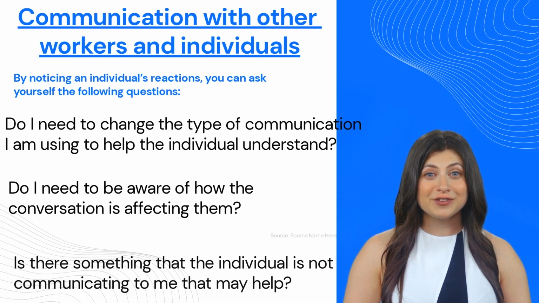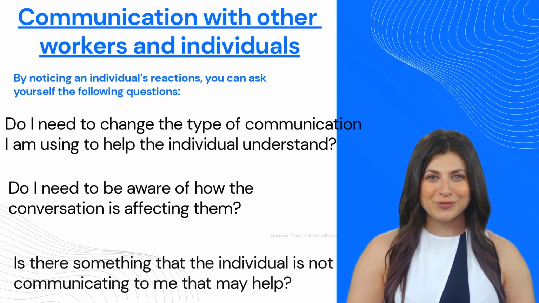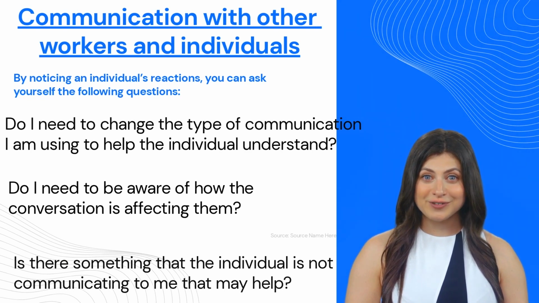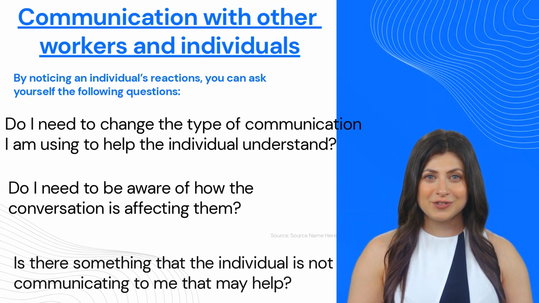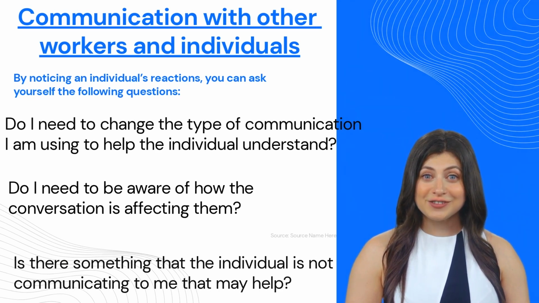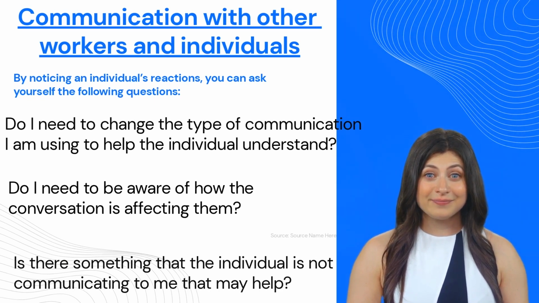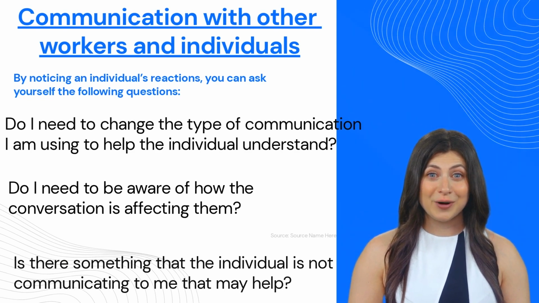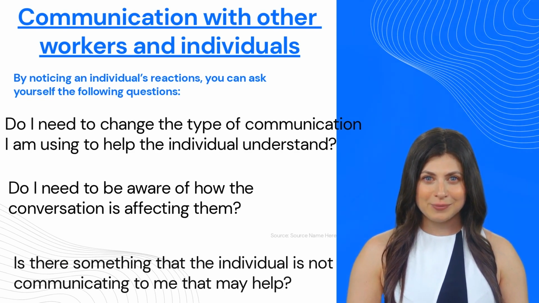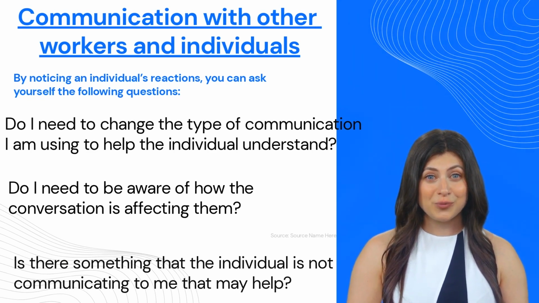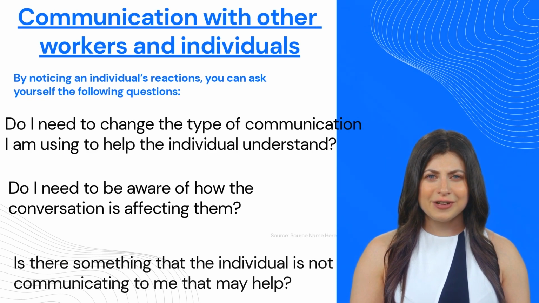By noticing an individual's reactions, you can ask yourself the following questions. 1. Do I need to change the type of communication I am using to help the individual understand? 2. Do I need to be aware of how the conversation is affecting them? 3. Is there something that the individual is not communicating to me that may help? Recognizing the unspoken messages can help you to ask good questions and develop supportive relationships. It improves trust as the individual can see that you are interested in them and trying to understand and meet their needs.